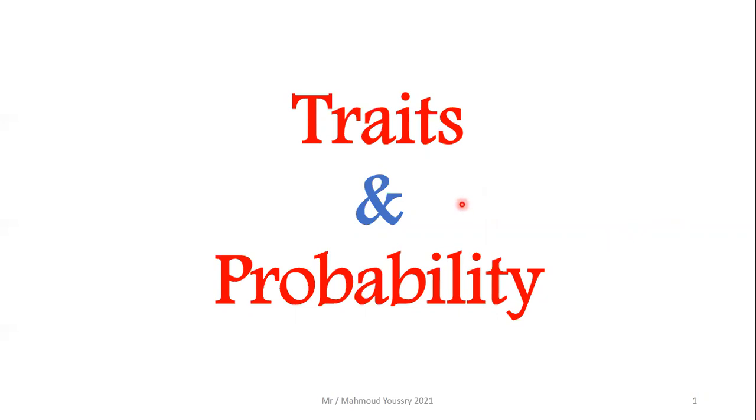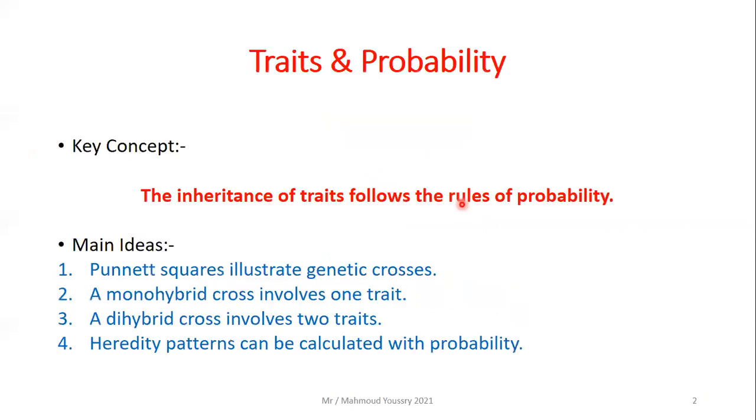Today, we will talk about traits and probability. The key concept for today's lesson is that the inheritance of traits follows the rules of probability. The main ideas: Number one, Punnett squares illustrate genetic crosses. Number two, a monohybrid cross involves one trait, and a dihybrid cross involves two traits. Then, heredity patterns can be calculated with probability.